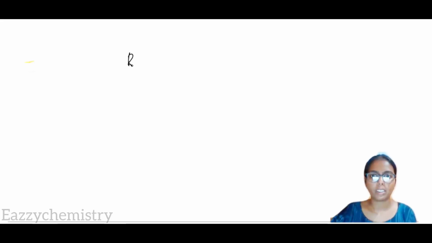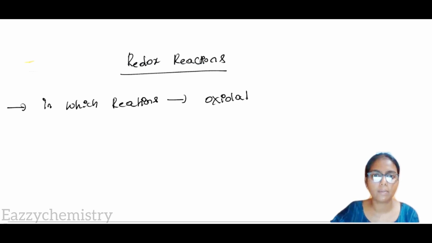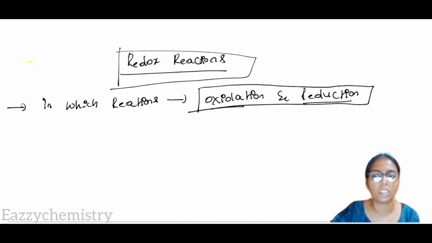Here the topic is redox reactions. So let's look at what is meant by a redox reaction first. Redox reactions are the reactions that undergo oxidation and reduction simultaneously. So the reaction which has both oxidation and reduction is termed as a redox reaction. This is the basic definition of the redox reaction.